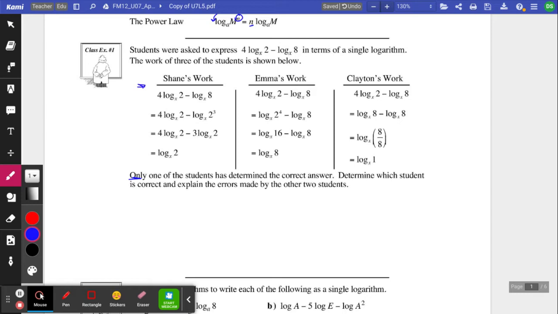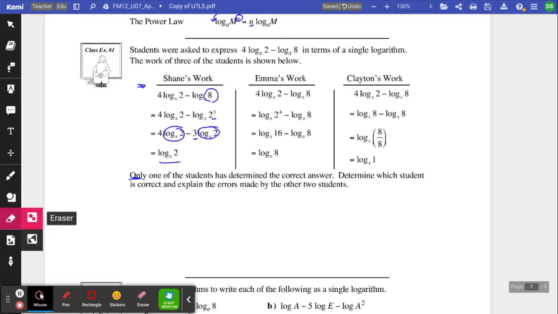Let's look at Shane. So he put the 4. Oh, he turned the 8 into 2 base 2 with an exponent of 3, which is allowed. And then he put the 3 down in front. Now he has log base x of 2 on both sides. And he says you have 4 of those, take away 3 of those, leaves you with 1. That looks pretty good to me. Let's go on and see what we can find with Emma.